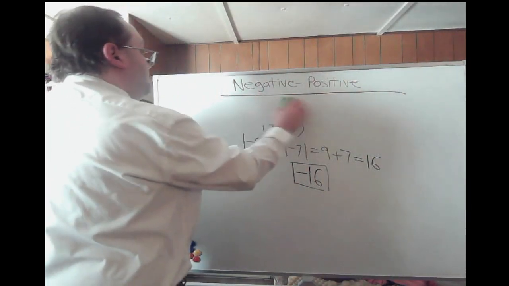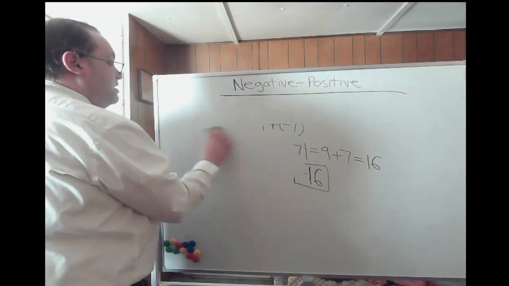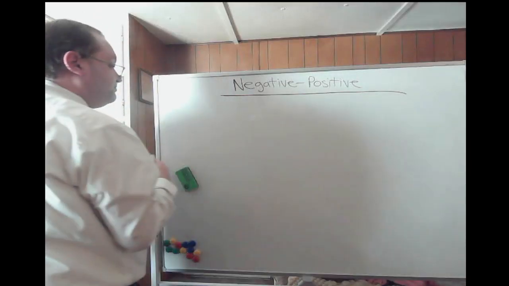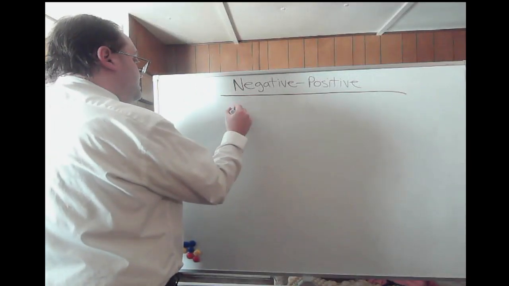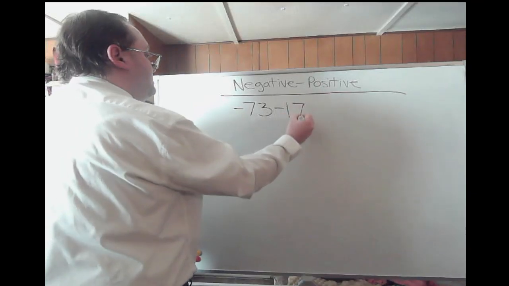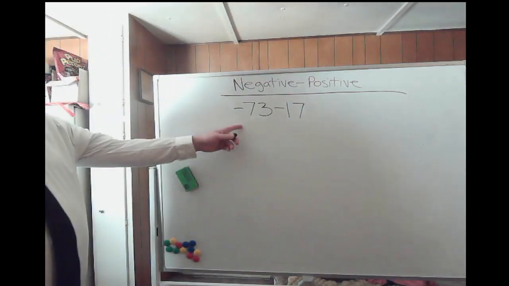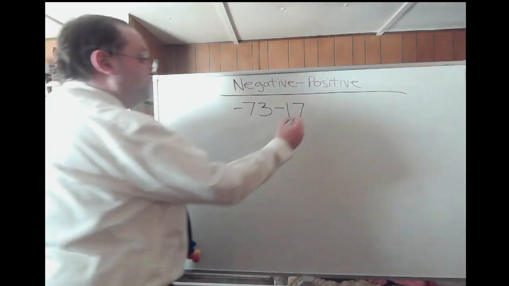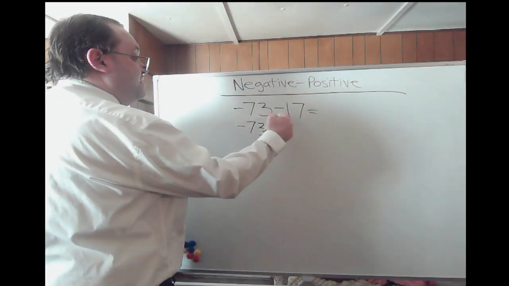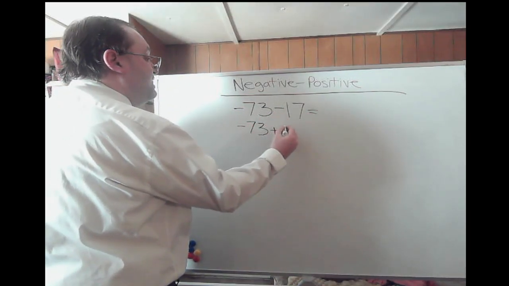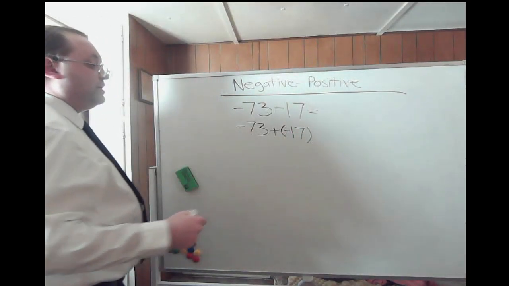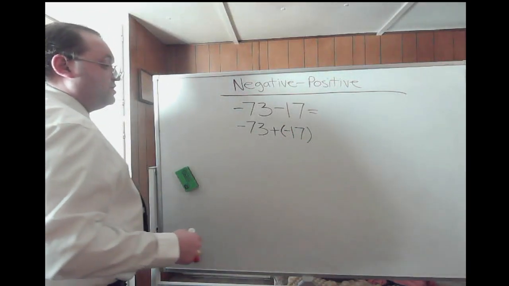Alright, let's do one more for this type. Let's say we have negative 73 minus 17. Well, that's the same thing as negative 73, and we have minus a positive. That's the same as adding a negative. So negative 73 plus negative 17 is what it would turn into.